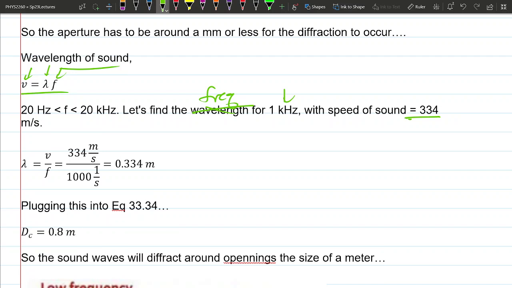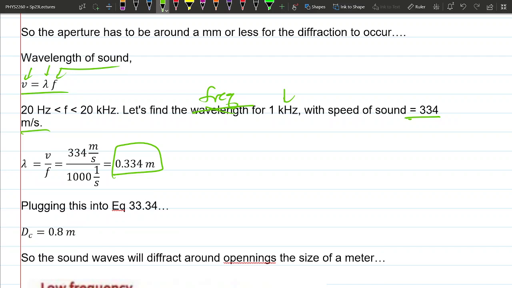And the speed of sound in air is 334 meters per second. If you don't remember that, that's way back when we did waves, sound waves. We can actually calculate the wavelength of that sound. So it's about a third of a meter. So the wavelength is about this long.